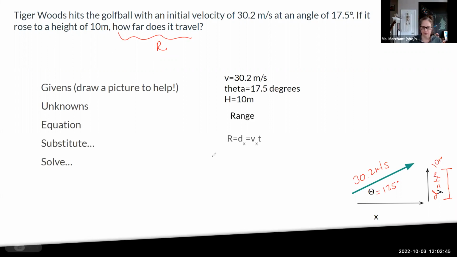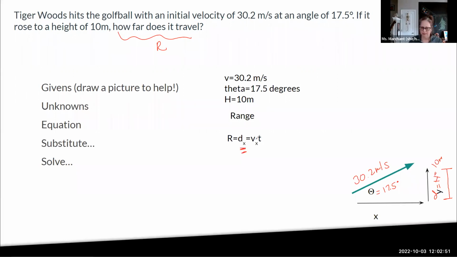So when we do this, do we have the distance in the x? That's what we're trying to find. So that is our unknown. Do we have the velocity in our x? We do. 30.2 cosine of 17.5. What don't we have? We don't have our time. It did not give us the time. So we're only partially complete here because we need the time to find the range.